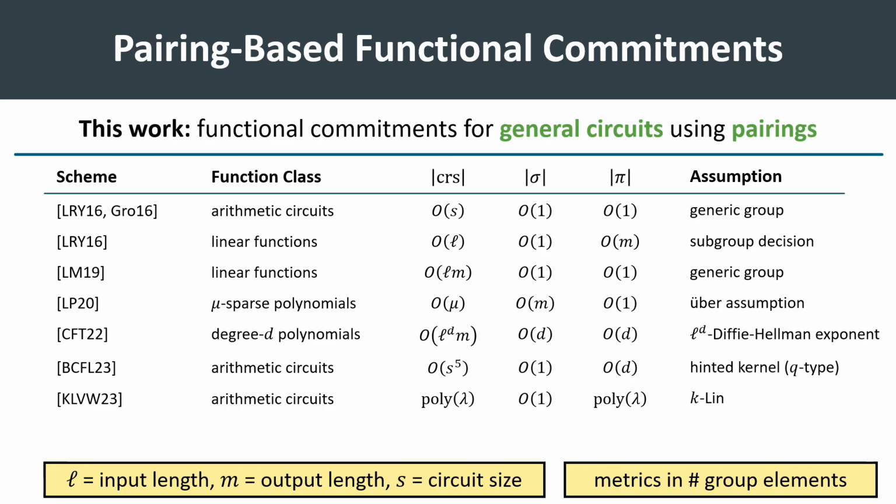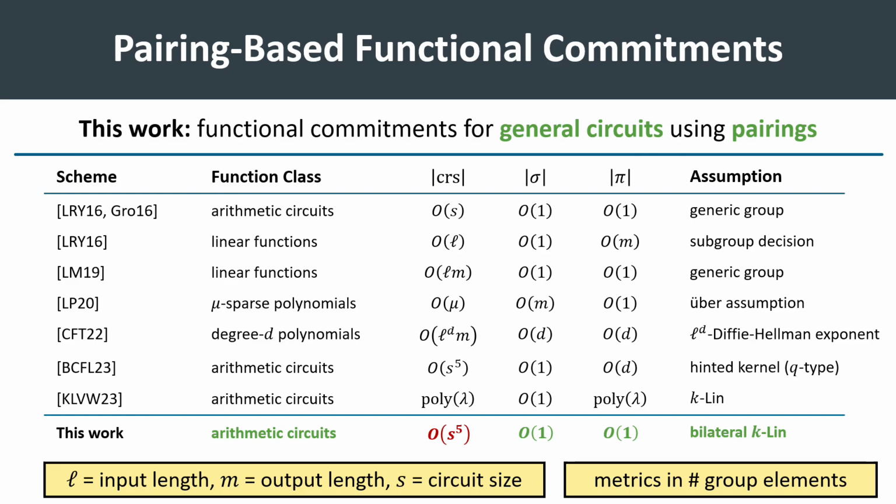Construction, based on general purpose batch arguments for NP, they have a construction where the size of the opening contains a polynomial number of group elements, but where the polynomial only depends on the security parameter. So our work gives the first construction of a functional commitment for all arithmetic circuits where the size of the opening and the size of the commitment only contains a constant number of group elements.